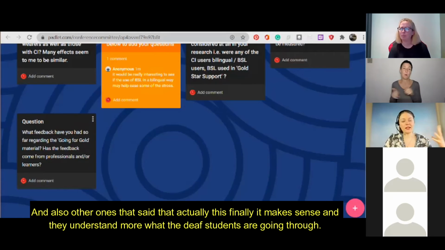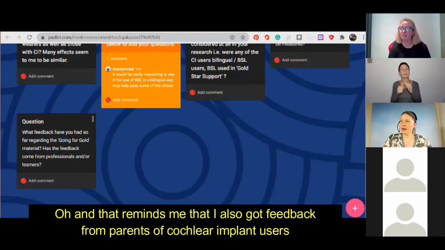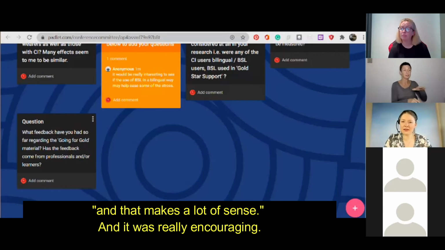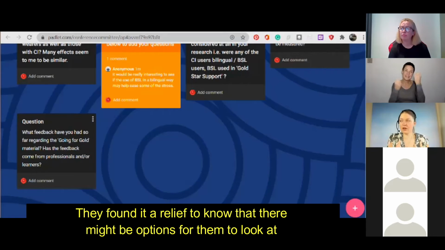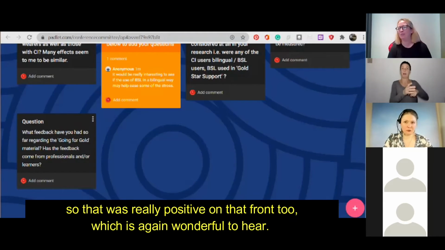Others said that finally it makes sense and they understand more what the deaf students are going through, so they feel more able to support them. Oh, that reminds me, I also got some feedback from parents of cochlear implant users, both child and adult, and they were saying that it makes a lot of sense. It was really encouraging, and they found it a relief to know that there might be options for them to look at in terms of how to best support their child or adult son or daughter. That was really positive, which is again wonderful to hear.